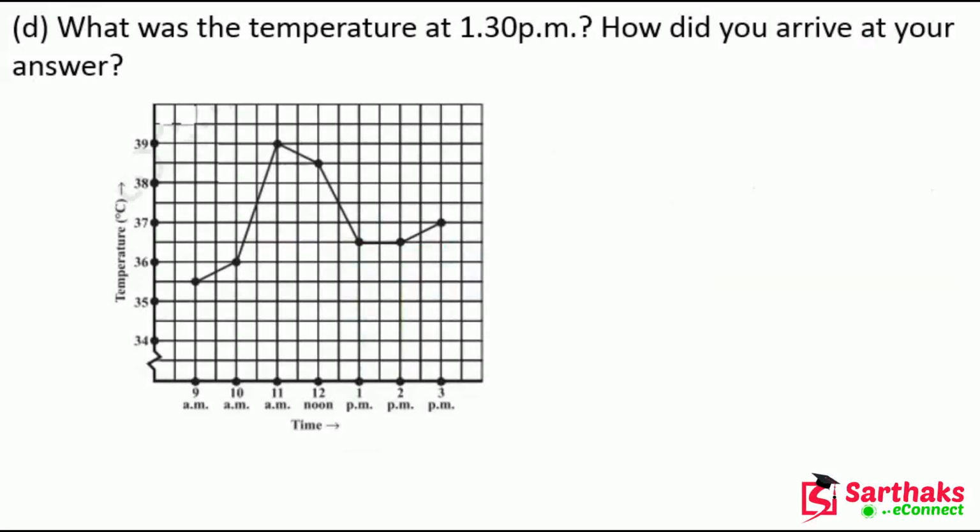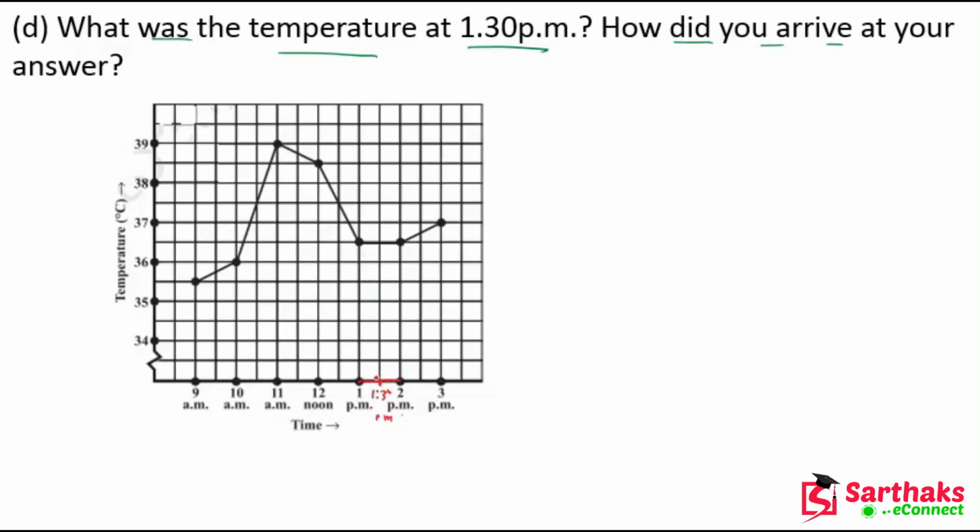Okay, yes. Now the next one is, what was the temperature at 1:30 p.m.? How did you arrive at your answer? So we have to tell what the temperature was at 1:30 p.m. First of all, we have to locate 1:30 p.m. If you observe, this is 1 p.m. and this is 2 p.m. The midpoint of this is 1:30 p.m.